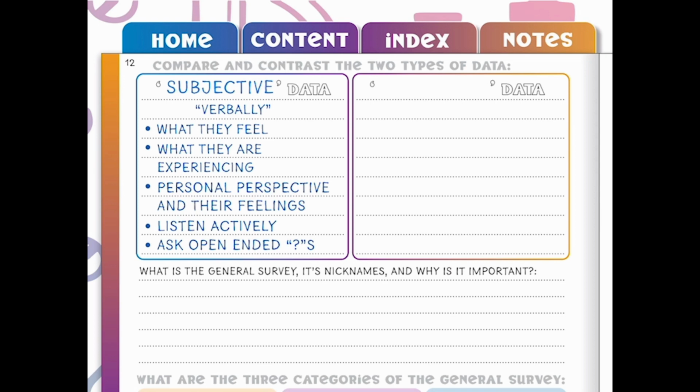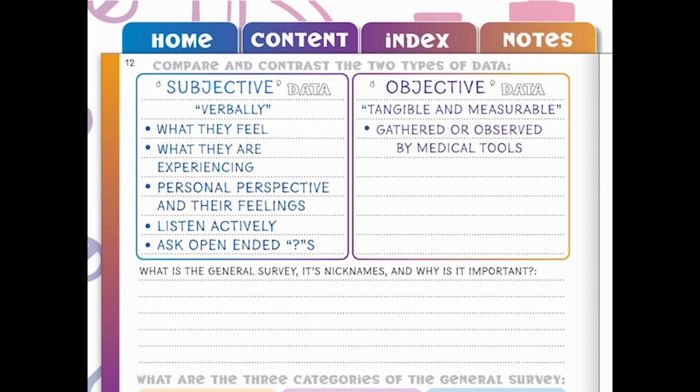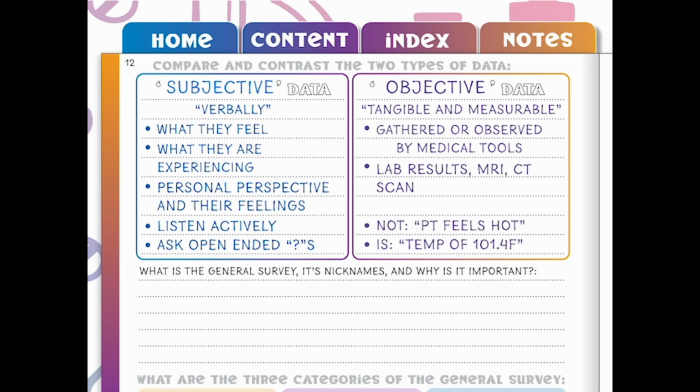And our other type of data we're going to accumulate is our objective data. So this is going to be what is tangible and measurable. We're going to think of this as the information that's gathered or observed by medical tools, our lab results, our MRI results, CT scan results. This is not going to be our patient feels hot. This is going to be our patient's temperature is 101.4.